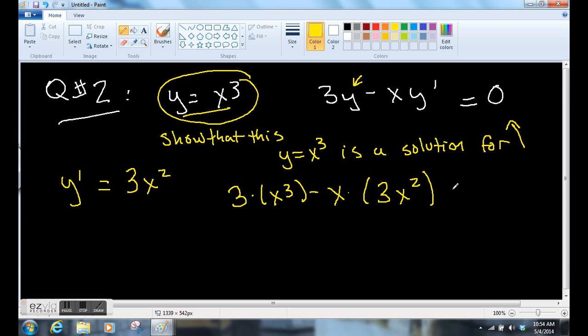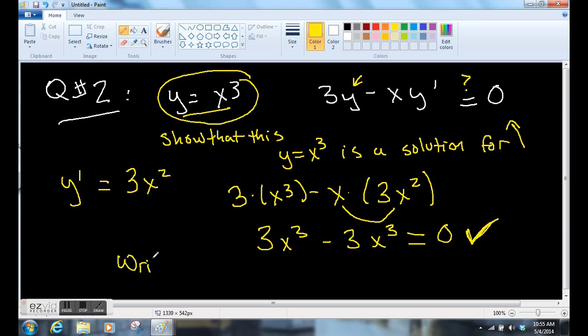What does this equal? We can't just say equals 0 because we're testing. Does it equal 0? 3x cubed minus 3x cubed. Yes, that equals 0. And the reason we want to write this whole equation in terms of x is because there's no differential equation for x.